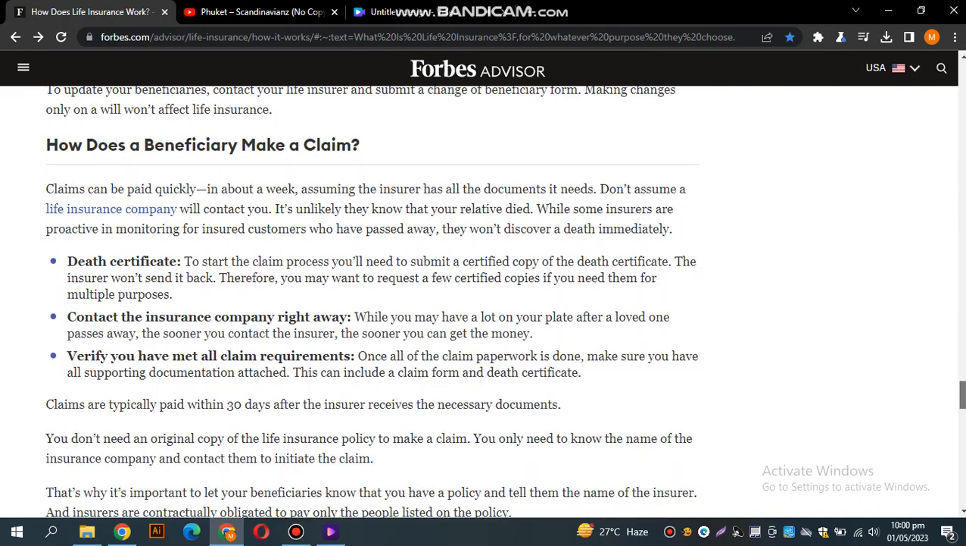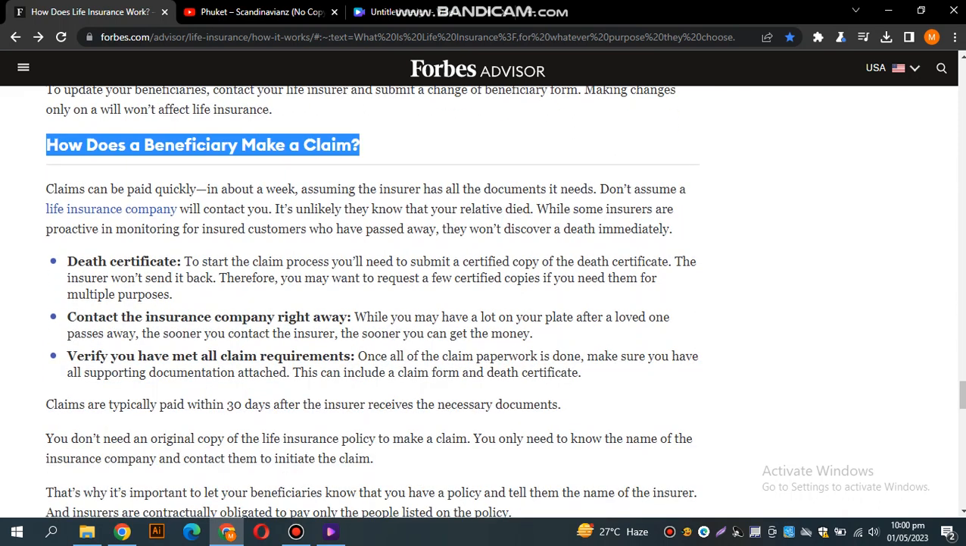How does a beneficiary make a claim? Claims can be paid quickly in about a week, assuming the insurer has all the documents it needs. Don't assume a life insurance company will contact you. It's unlikely they know that your relative died. While some insurers are proactive in monitoring for insured customers who have passed away, they won't discover a death immediately.